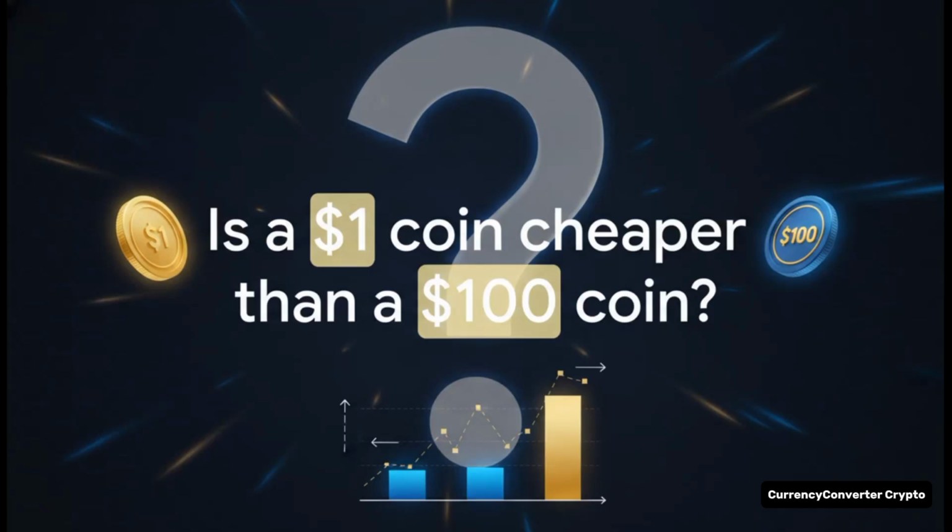Okay, let me start by asking you something that trips up almost every beginner out there. When you look at the market, is a crypto coin priced at $1 inherently cheaper or a better deal than a coin priced at $100? Take a second. What does your gut tell you? Because as we're about to see, relying on that instinct could literally be costing you a lot of money.